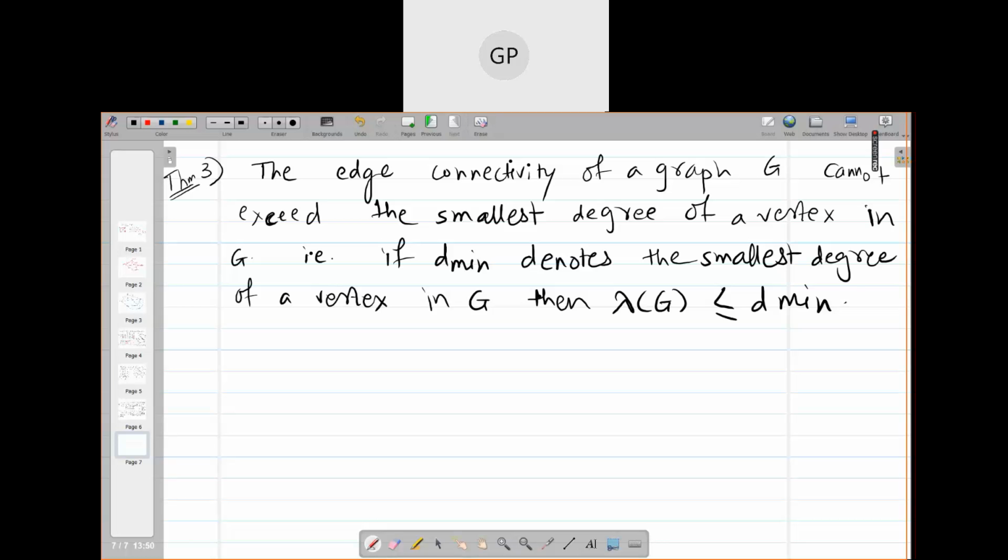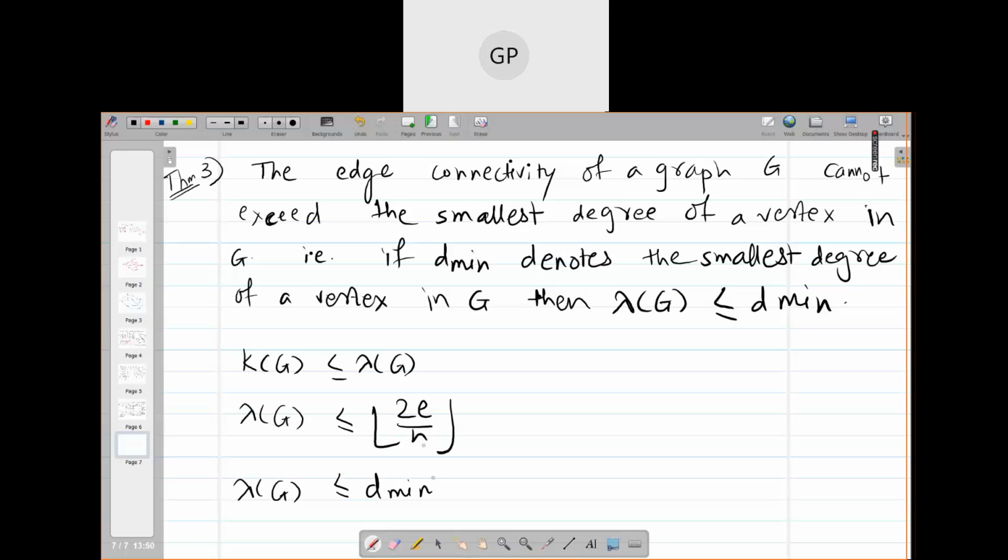Yes, girls, write this theorem. Now see, we have three different theorems. What are these theorems? We have: kappa G is less than or equal to lambda G; then lambda G is less than or equal to the integer part of 2e by n; and we have lambda G is less than or equal to the minimum degree also.